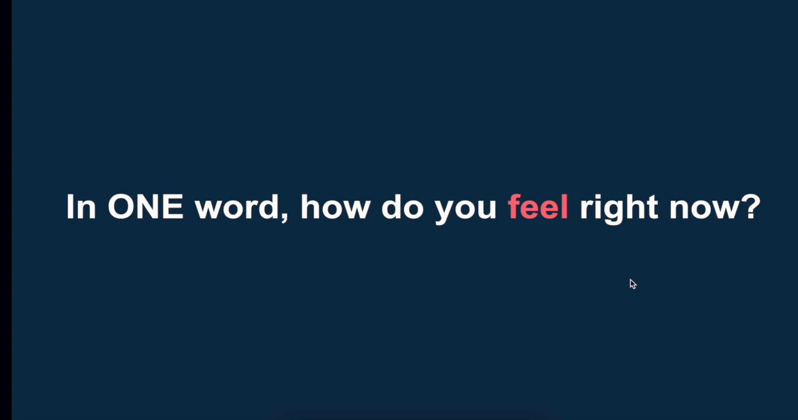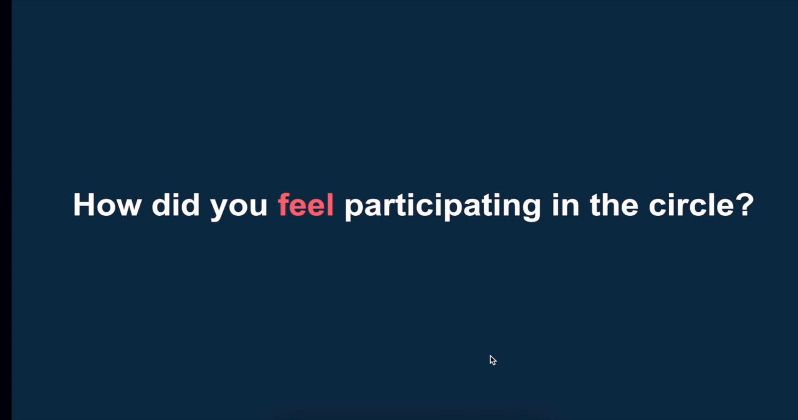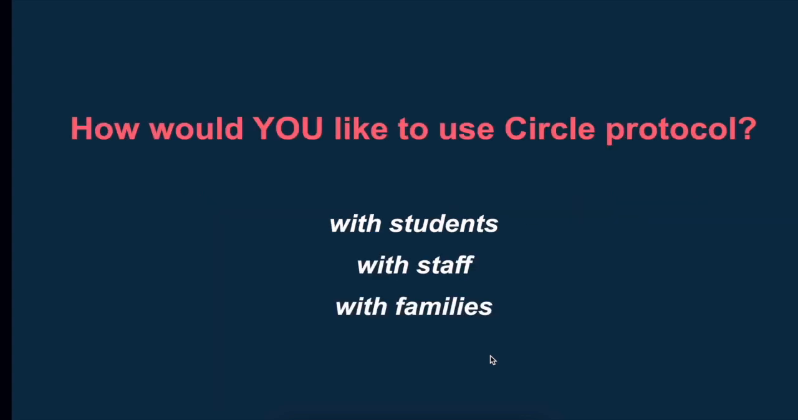All right, so here's the circle. In one word, how do you feel? Story of my name is the main circle. Invite everyone to just share a story of their name. That's the prompt. You can give all these caveats. I would go first just to model what a response could look like, but just say you could share whatever you'd like. And then literally you're just asking, how did you feel participating in the circle? Same idea, focus on feelings, quick round. At the end, everyone shares or is invited to share, and they may pass. That's literally the circle.